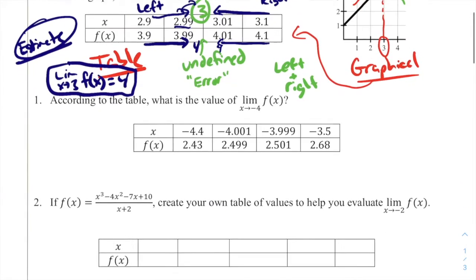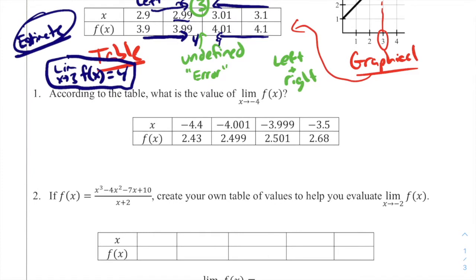Let's move on to number 1. Number 1 says, according to the table, what is the value of the limit as x approaches negative 4 of f of x?